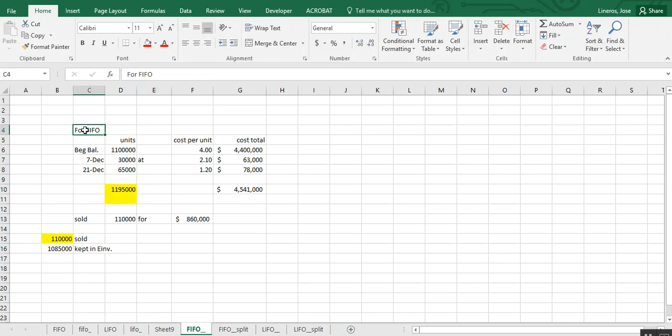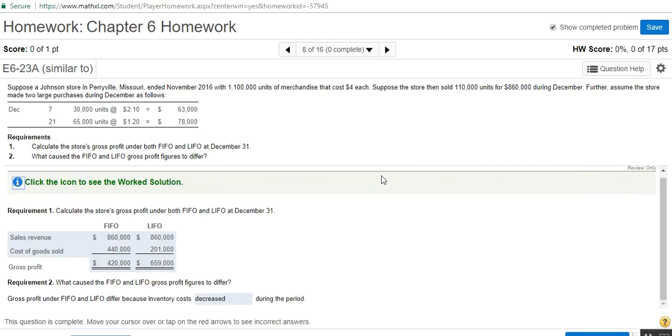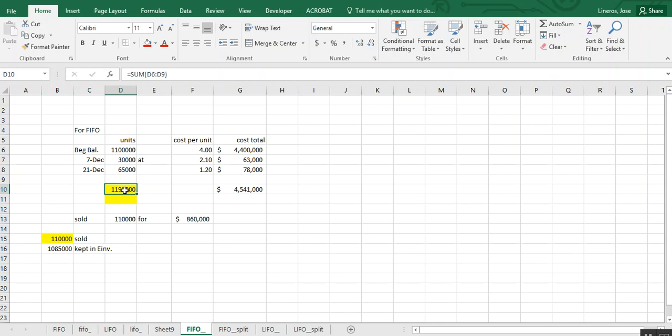Let's look at FIFO first. Remember LIFO, if you want to preserve your life, you have to keep your head, so you keep the top under LIFO. But in FIFO, you're keeping the bottom as ending inventory. If you put in your beginning amount and add your purchases, this gives you the units on hand. This is the most you potentially could sell, because you can't sell something you don't have. And this is the value of it, which is just the sum above. So you know you need to keep 1,085,000. The problem says you sold 110,000 units, so the difference between that and the most you could sell is the 1085.